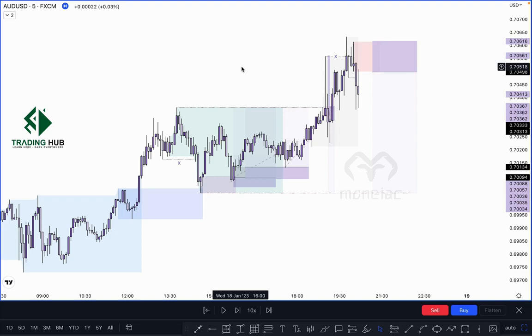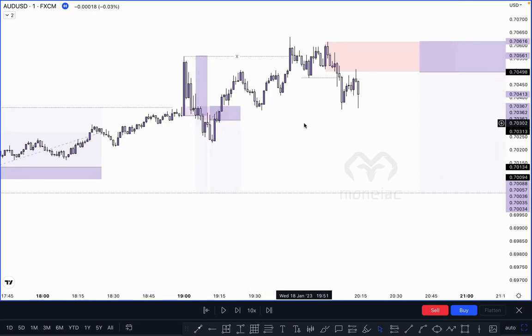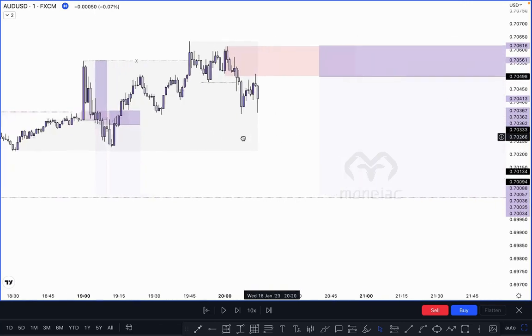If you don't want to add more position in a 1 minute, then there is no need to switch to 1 minute time frame. Simply you can trade based on the 1 minute order block. Now let's see what happened here in a 1 minute time frame, because sometimes you miss entry in a 5 minute, but you can catch it in a 1 minute also.